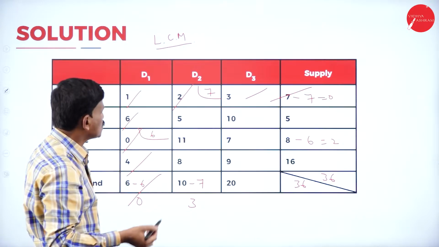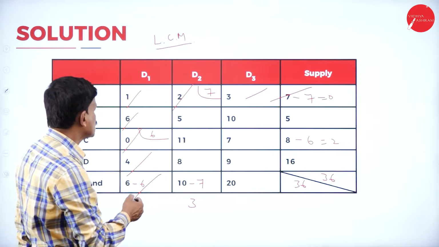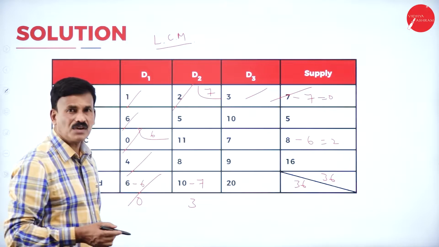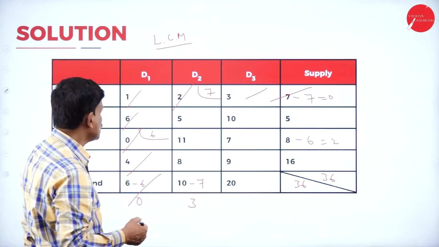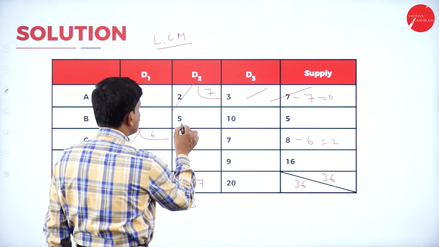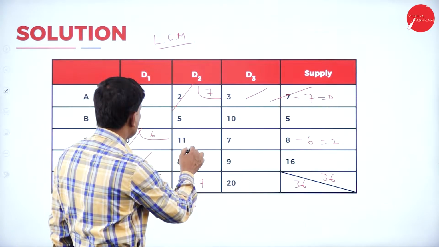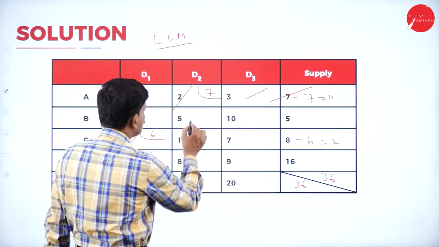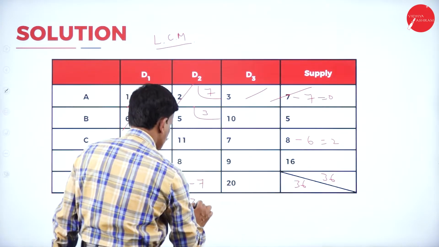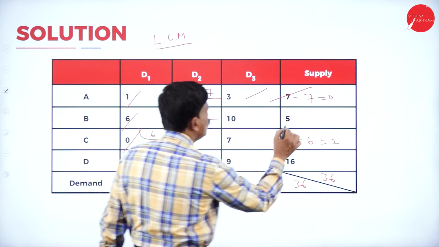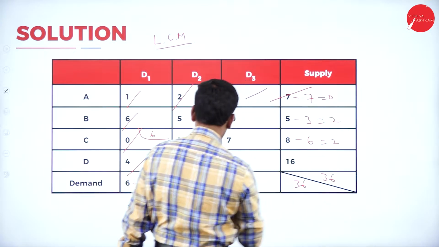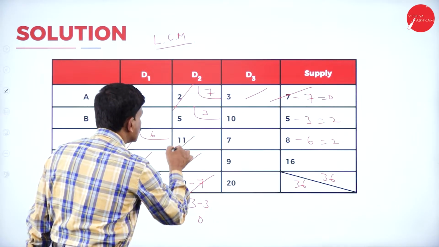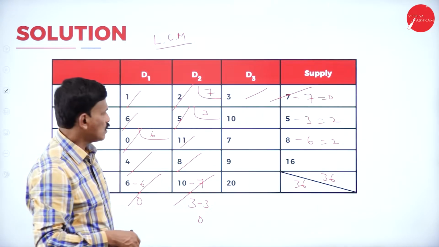Okay. Now, next, coming to the remaining cells. In the remaining cells, identify the least value. Which is the least value here? This 5 is the least value. For this 5 value, what is the demand? Demand is 3 and the supply is 5. So, you can allocate 3 here. 3 minus 3 is equal to 0. 5 minus 3 is equal to 2. Once this becomes 0, it means we can cancel this entire column.